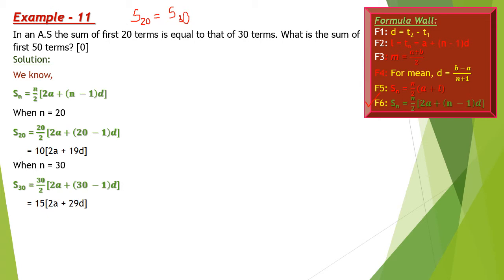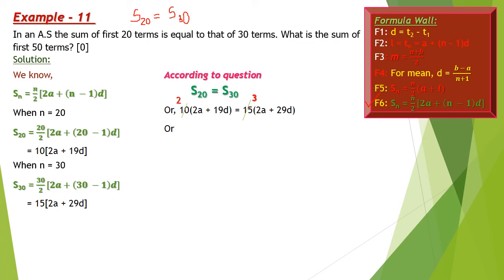So according to the question, you can see the question condition is there. S20 is equal to S30. Now let's replace the value of S20, that is 10 bracket 2a plus 19d. And for S30 also we have 15 bracket 2a plus 29d. We can cancel here and here, that is 5 twos are 10 and 5 threes are 15.